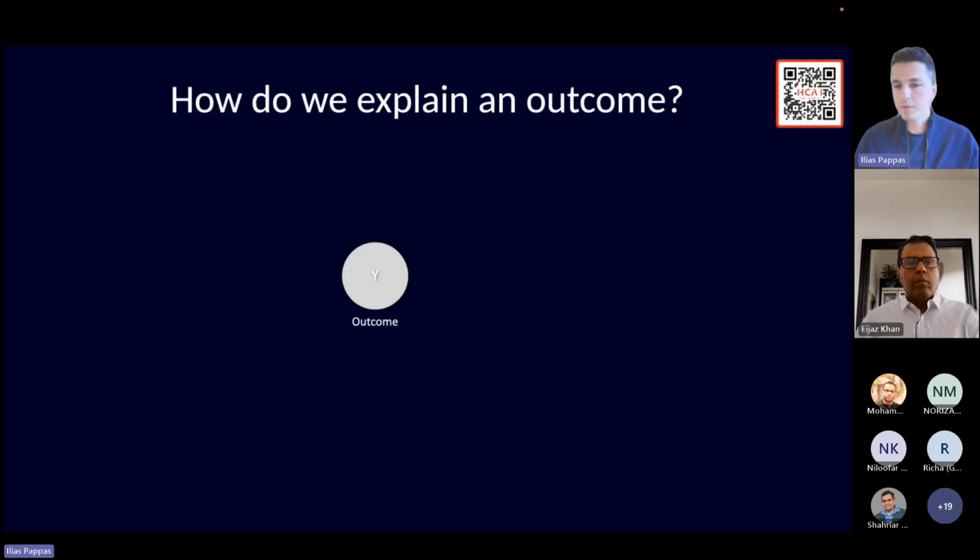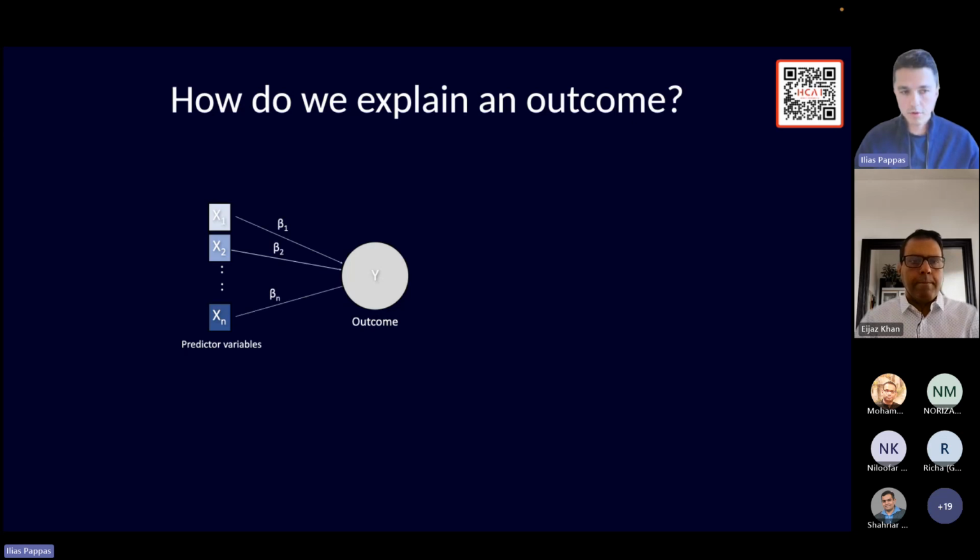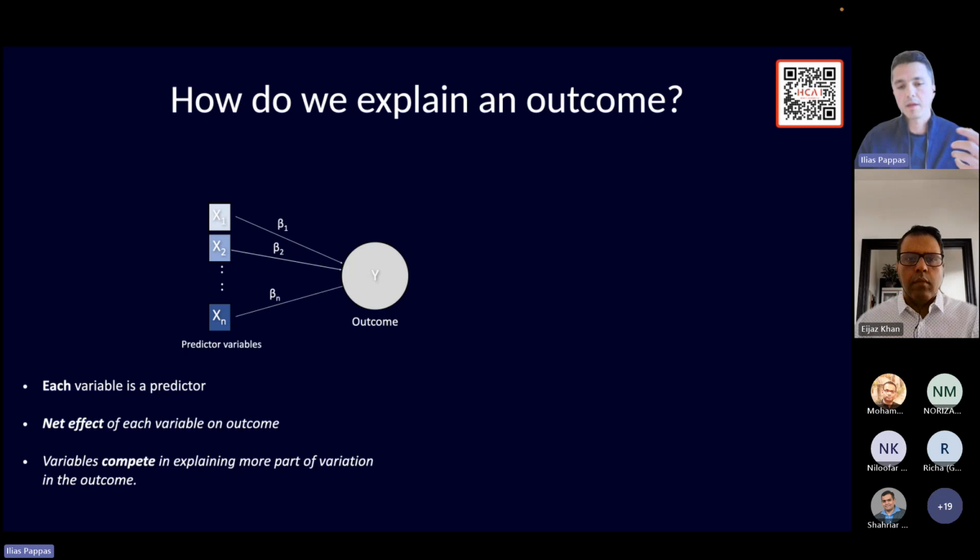So in the classic, we have our outcome here, our Y outcome, and then how do we explain an outcome if we're doing a classic regression, for example, or classic structural equation modeling? We have our predictors, right? And then they have some effect on our outcome, and we're calculating the net effect of each variable. So what happens here, by design, is that the variables compete in explaining larger parts of the variation of the outcome. Now, this is the classic symmetric thinking.